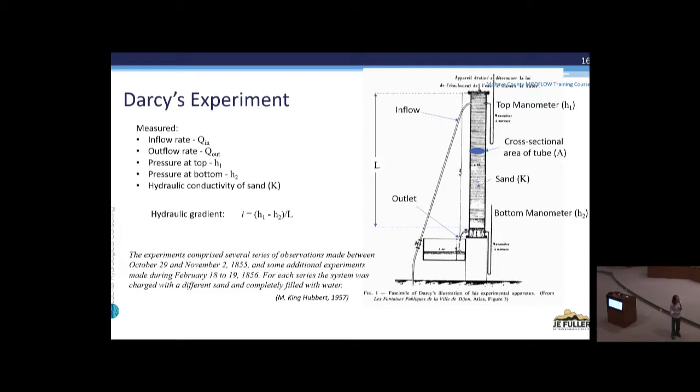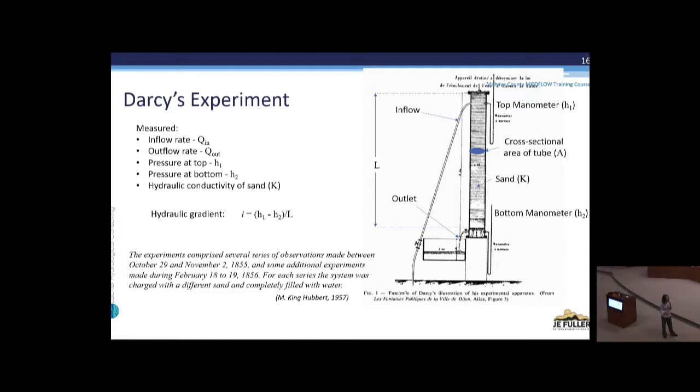He put a manometer here, so this is just a little tube that accesses the pressure in that part of the big tube, and water will rise to reflect the pressure at that point. It'll rise up in this outer tube, so you can read the pressure. And he had another one of those down at the bottom, so he could read the pressure here. And then he had a spigot, and so he could measure the flow out.